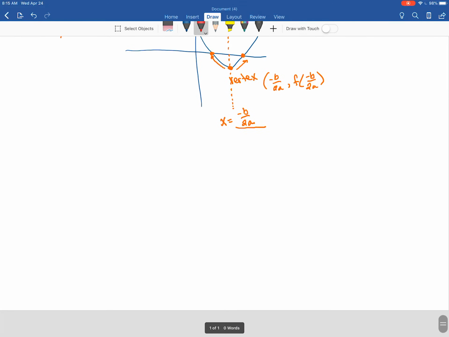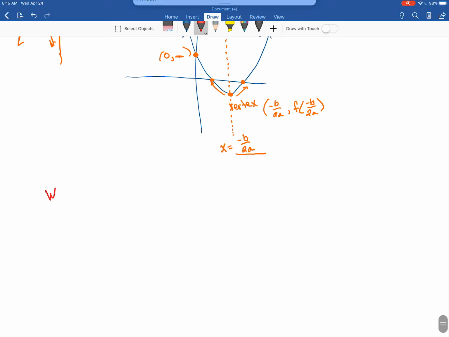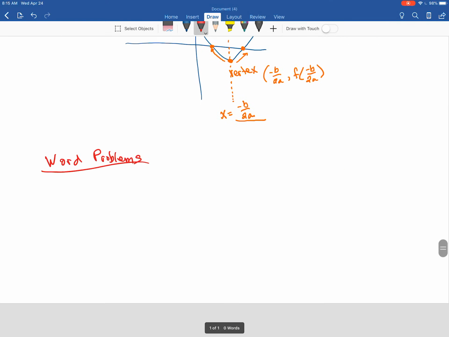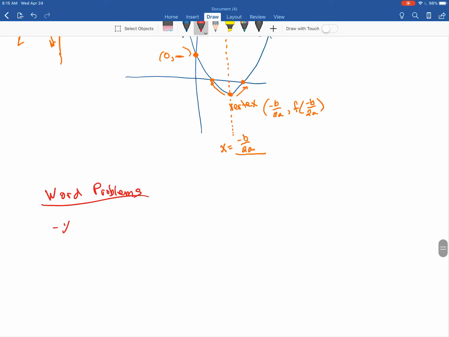If you are given a word problem, what I want you to focus on is what are they asking you to find? Are they asking you to find x-intercepts, or are they asking you to find the vertex? Because that determines which formula you're going to use, right? If it's an x-intercept question, then I want to use the quadratic formula. If it's a vertex question, I want to use the x = -b/2a formula. So just look for keywords or think about what the image would look like.